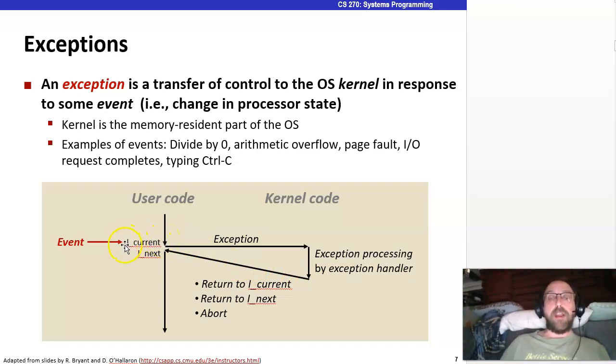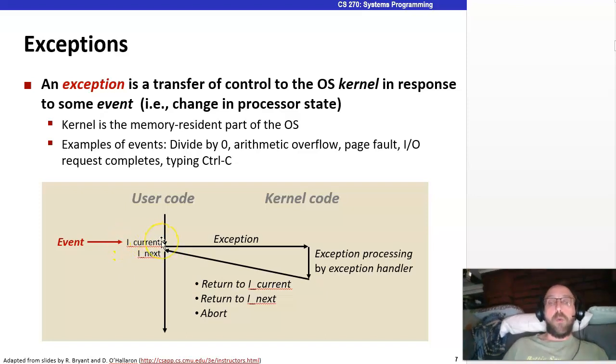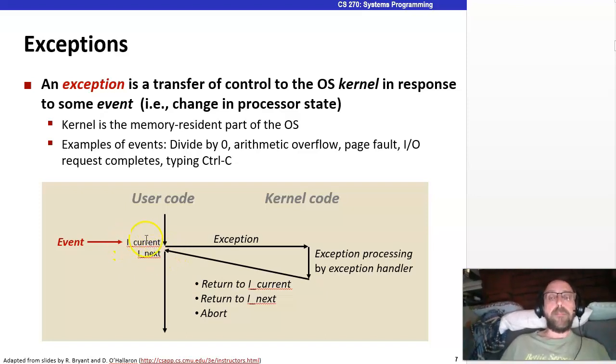That might be necessary if we've changed things so that that instruction won't trigger an exception the next time we've run it. Page faults, for example. It might transfer control to the next instruction because iCurrent here was able to finish. We'll see some cases where that happens. Or it may simply abort the entire program. The exception might be something like the user pressed Control-C. Or it might be something like we tried to access memory that we don't have permissions for.